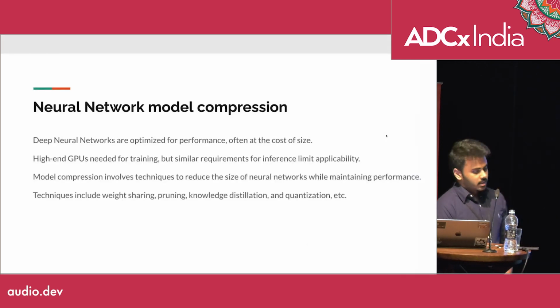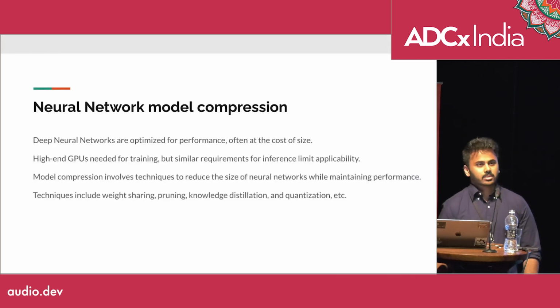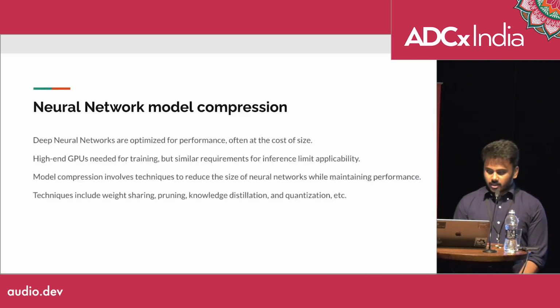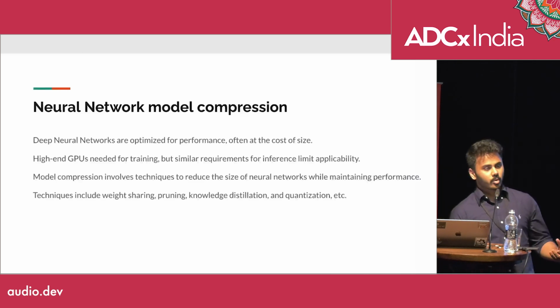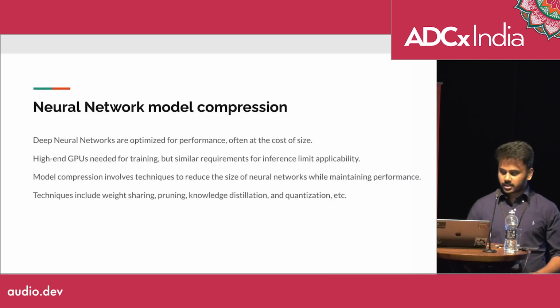So the first thing is neural network model compression. It's kind of a huge field where, anytime you train a neural network, the main focus is on improving the accuracy. People don't really give a lot of importance to the model size. The main agenda is to have a higher accuracy.